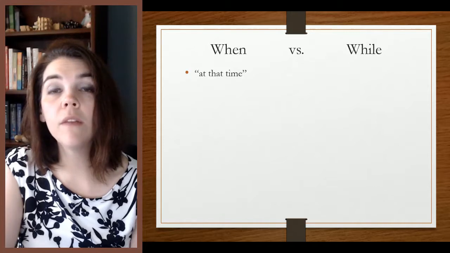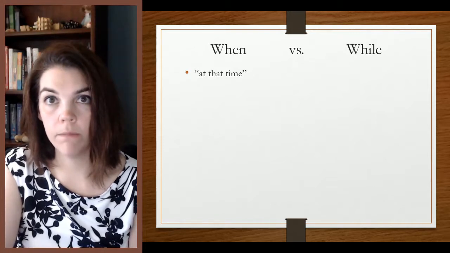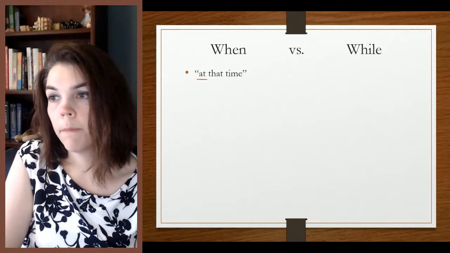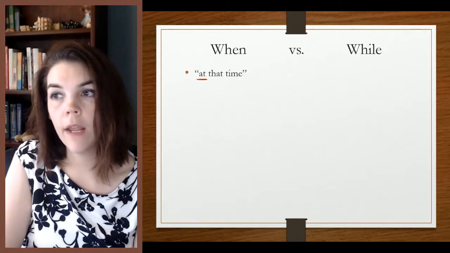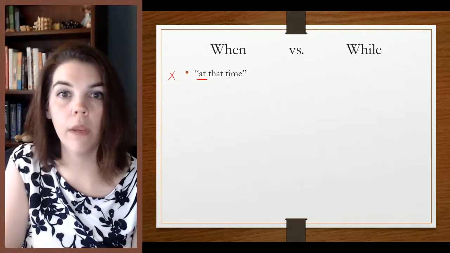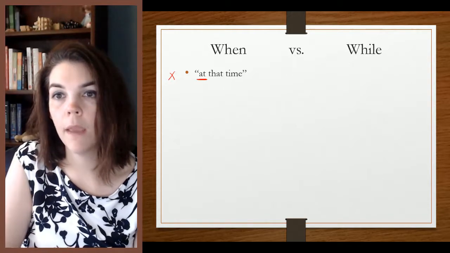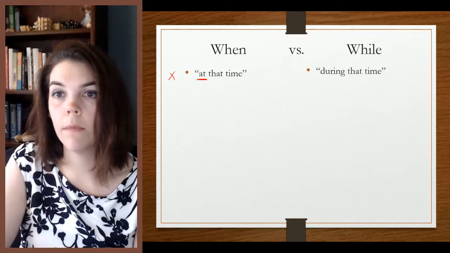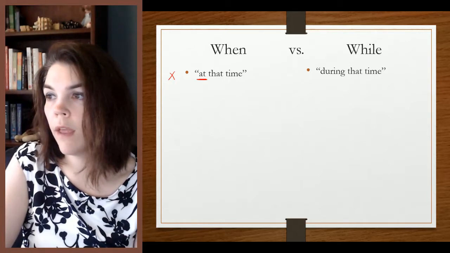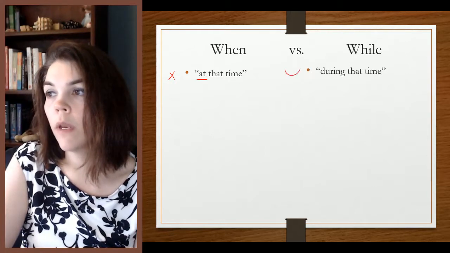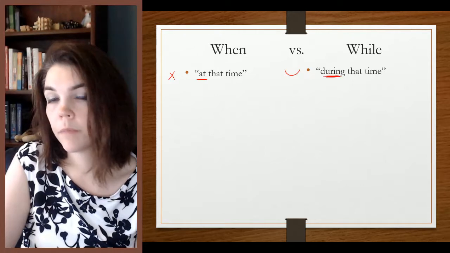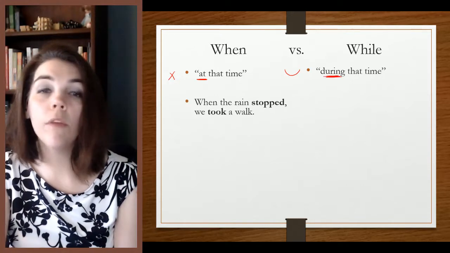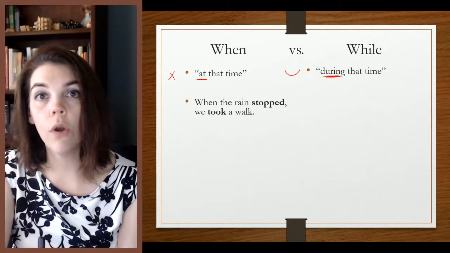So when means at that time. All right, so think about that, at. At has that idea of at this point, right? At that time. While means during that time. So again, we see that idea of ongoingness with during. Okay. So for example, when the rain stopped, we took a walk.